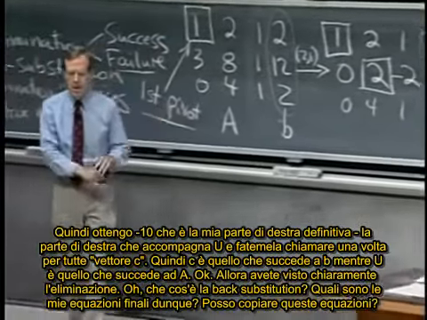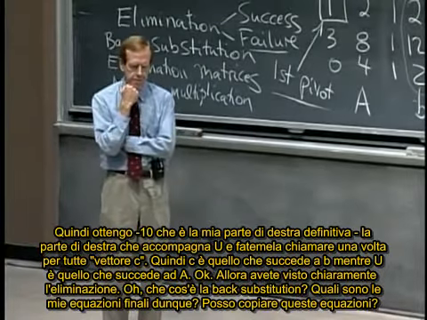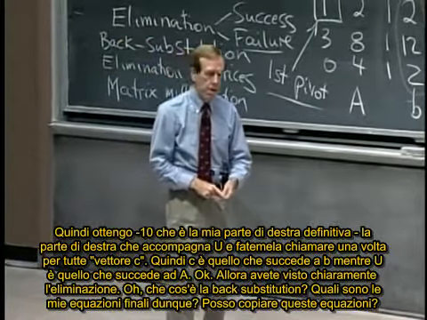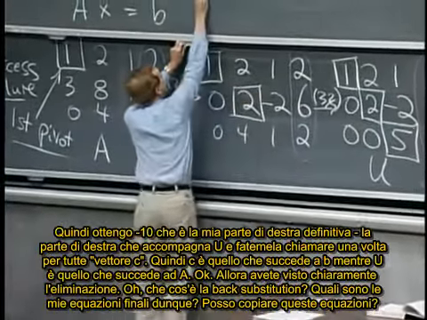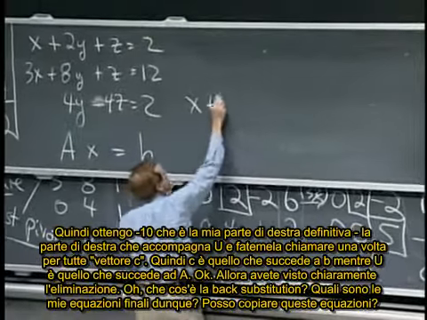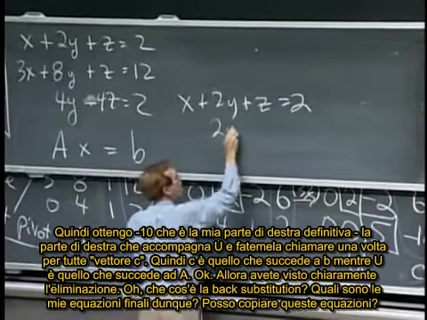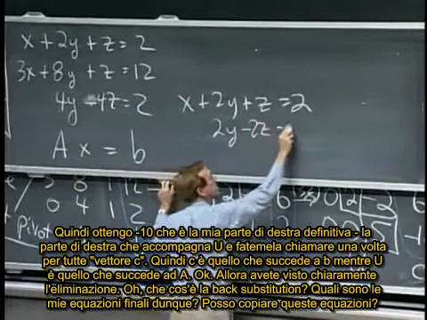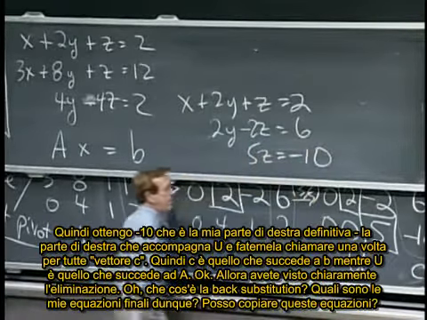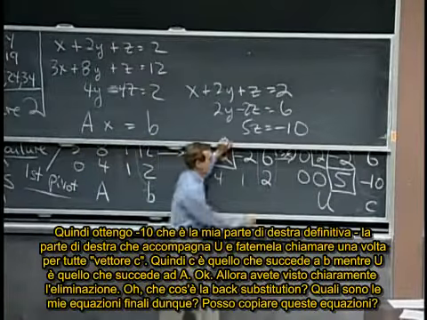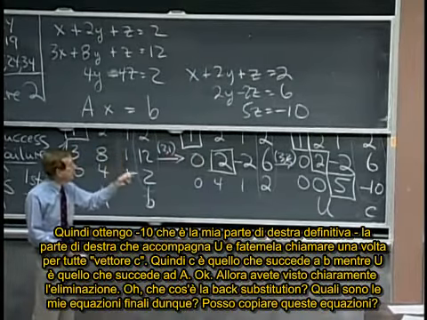Okay, there you've seen elimination clean. Okay. Now, what's back substitution? So what are my final equations then? Can I copy these equations? x plus 2y plus z equals 2 is still there. Then 2y minus 2z equals 6 is there. And 5z is minus 10. Okay. Those are the equations that these numbers are telling me about. Those are the equations Ux equals c.